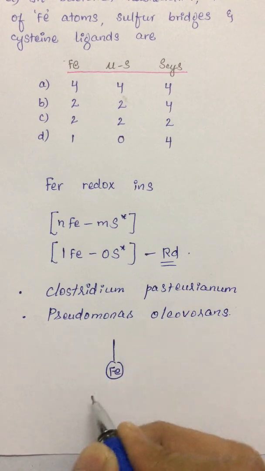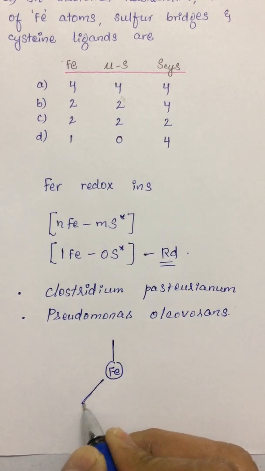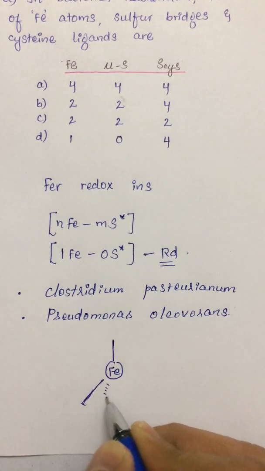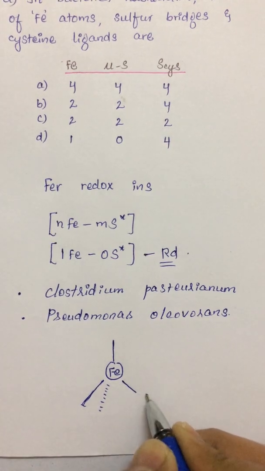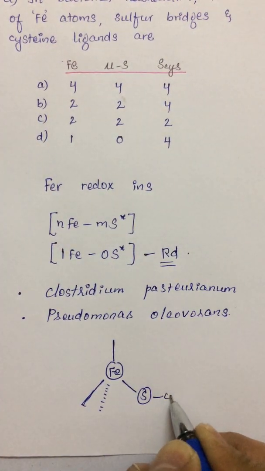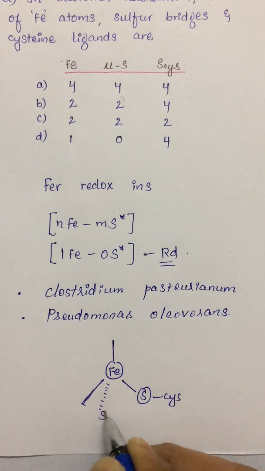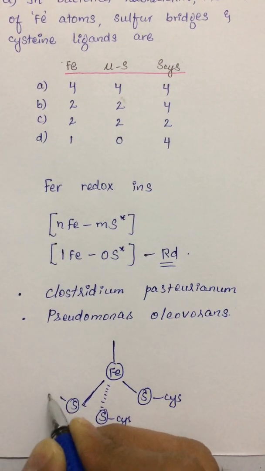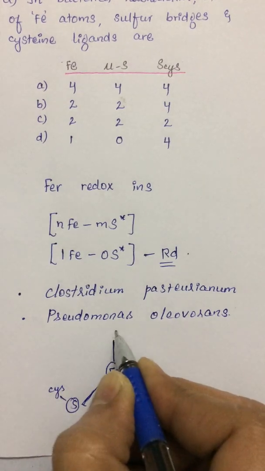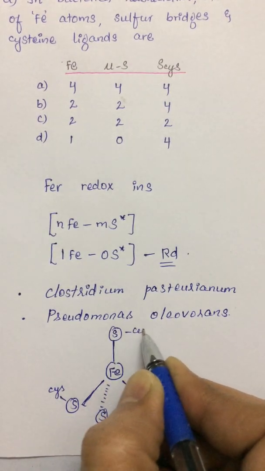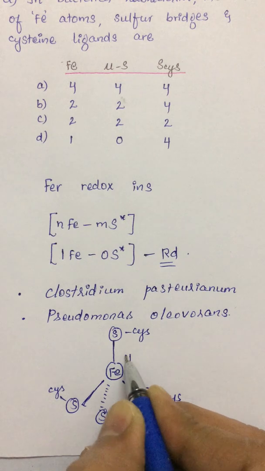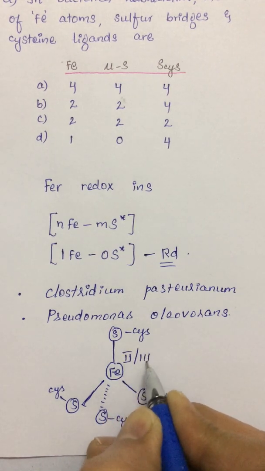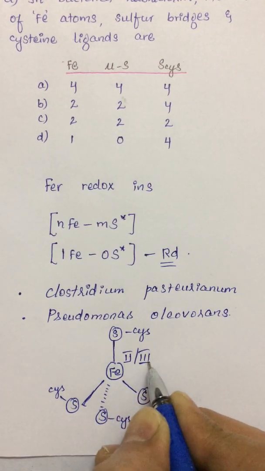I am drawing the structure. One iron is attached to 4 cysteinyl sulfurs. And iron can switch from +2 to +3 and +3 to +2. We call it a redox protein.